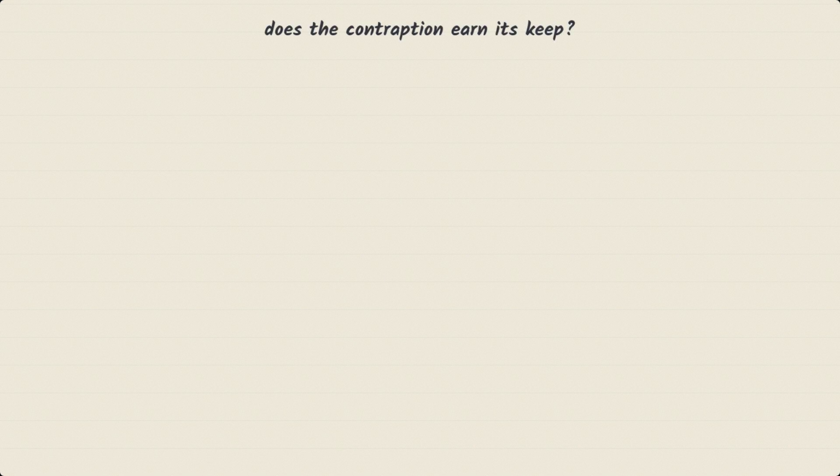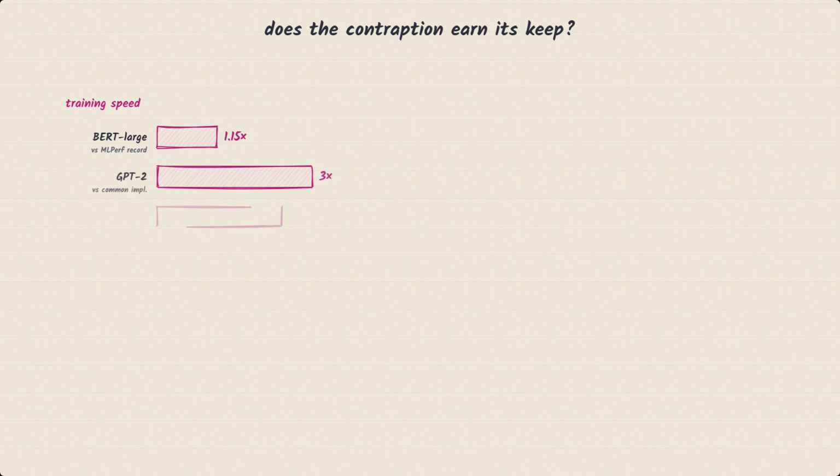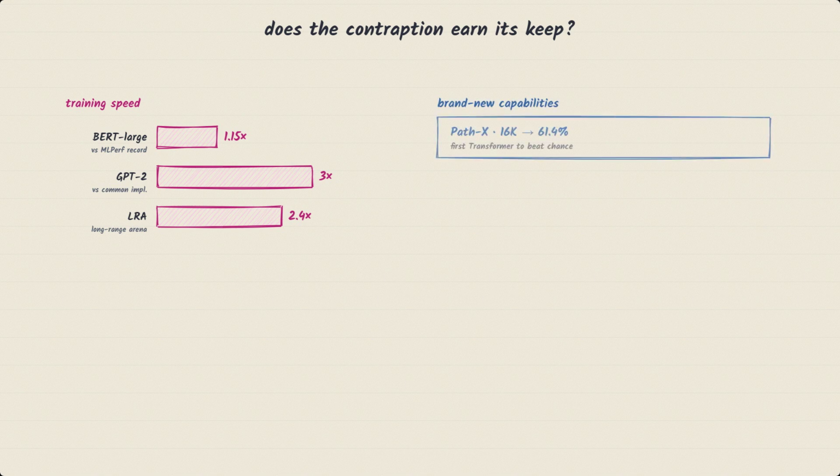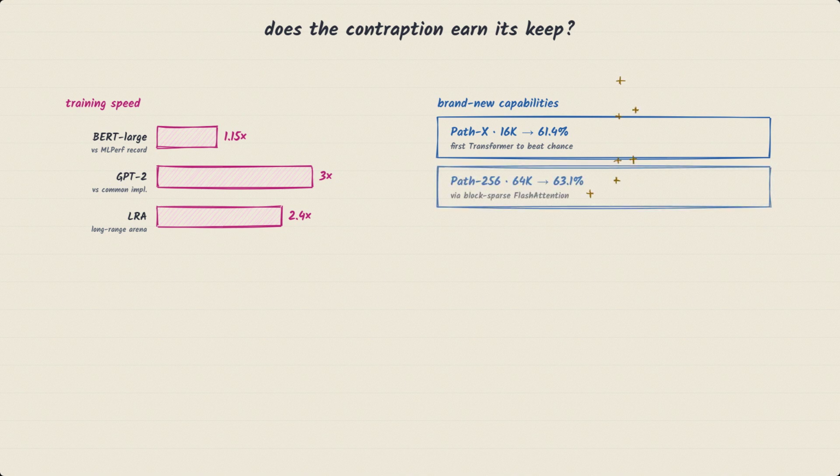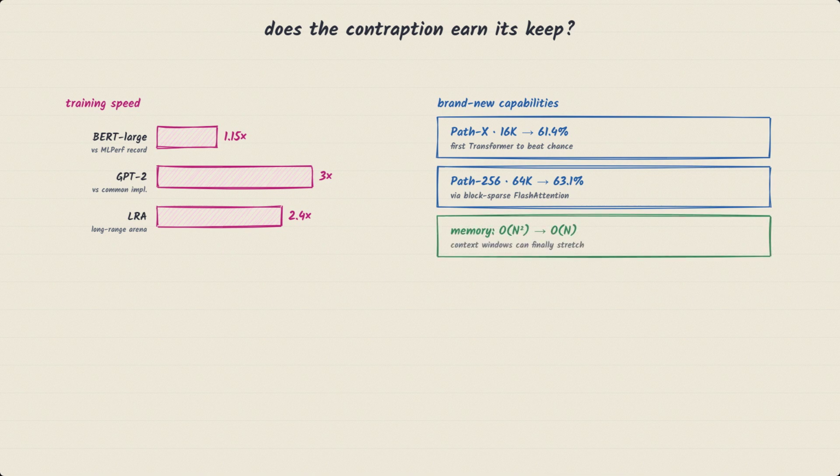BERT Large trains 15% faster than the standing MLPerf speed record. GPT-2 trains up to 3 times faster than the common implementation, and crucially, the perplexity matches to the decimal, because the computation is genuinely identical, not an approximation. The Long Range Arena benchmark speeds up 2.4 times. Memory that used to grow with the square of the sequence length now grows only linearly, so context windows can finally stretch. And that unlocks new capability.